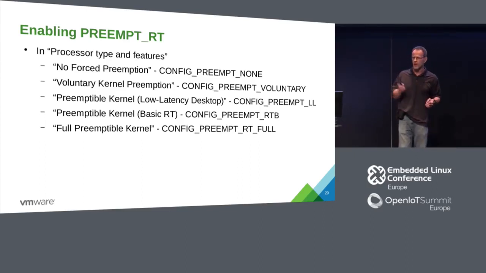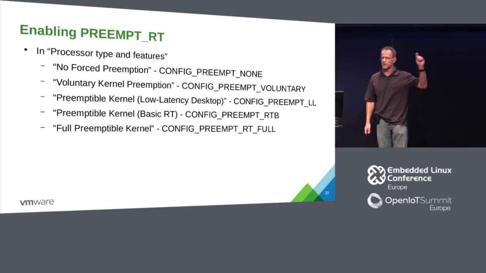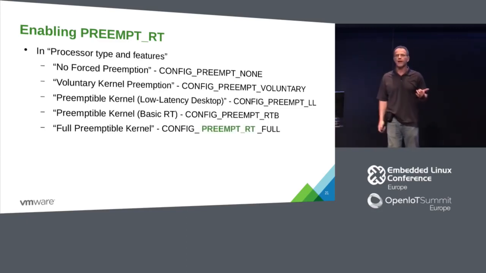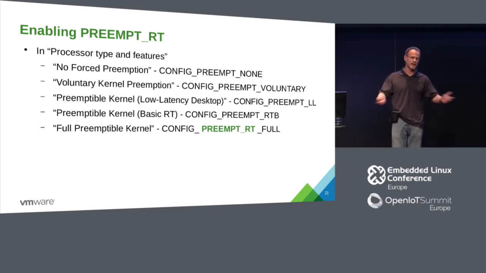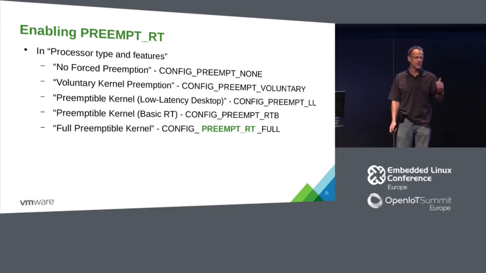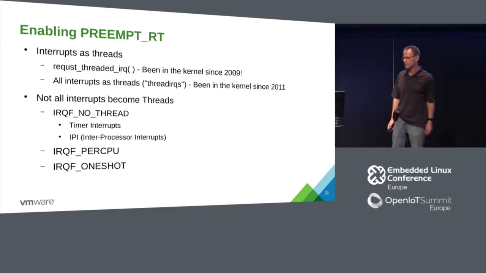But we have two new things. The one I'm going to kind of ignore is the first one, basic RT. That's more for testing purposes on our side. But the next one is full preempt RT. And this is why we call it preempt RT, because that's the config option. So if you're wondering why we always say it's the preempt RT patch and not the RT patch, this is why: it's going to be a config within the mainline Linux kernel.